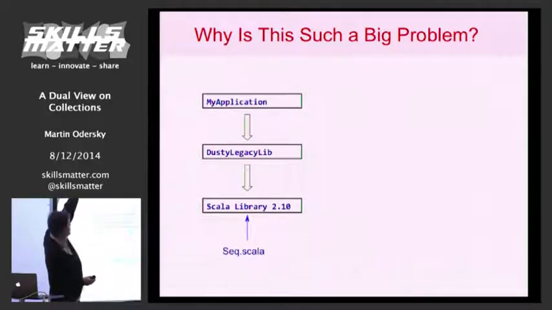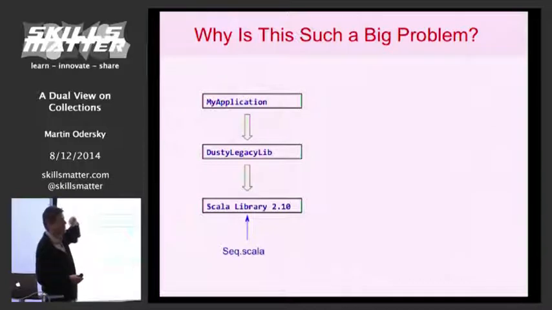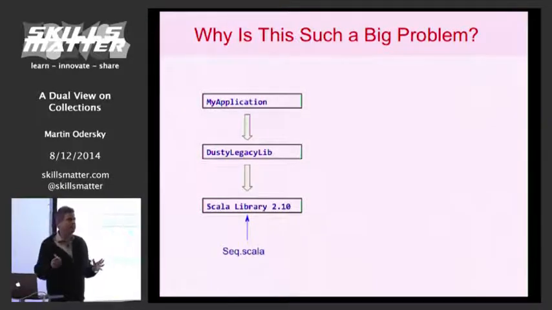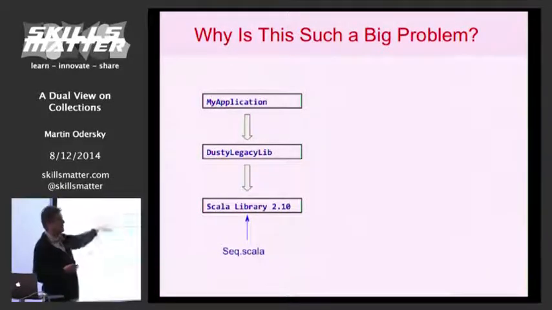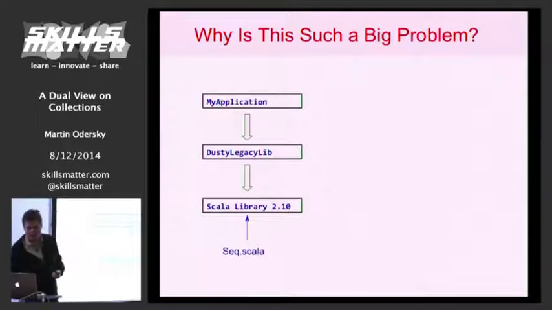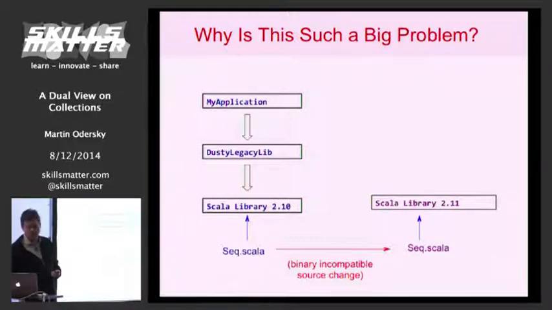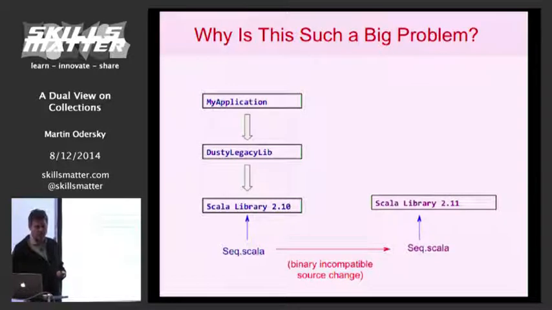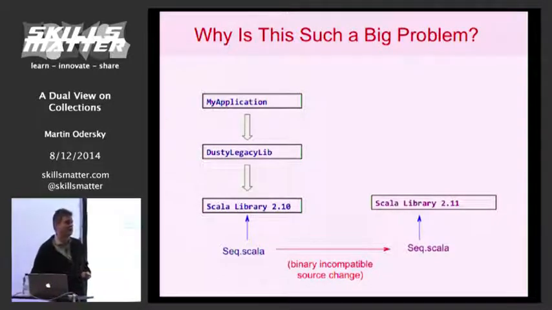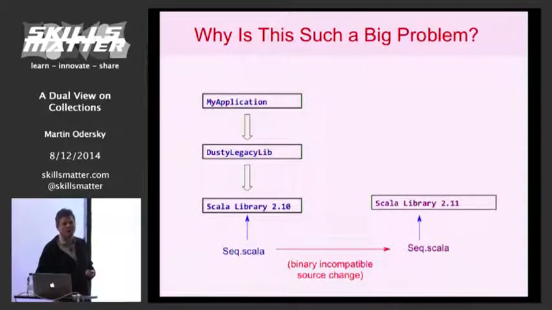And unfortunately, your application, your shiny new application that, of course, is perfectly well maintained, relies on this dusty legacy library in some way. Okay, so now Scala comes along. We have a new shiny library, 2.11, and let's say, I'm not actually sure that's the case, there was a binary incompatible source change in Scala.